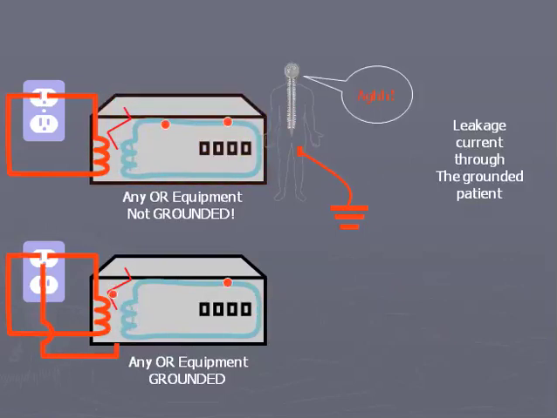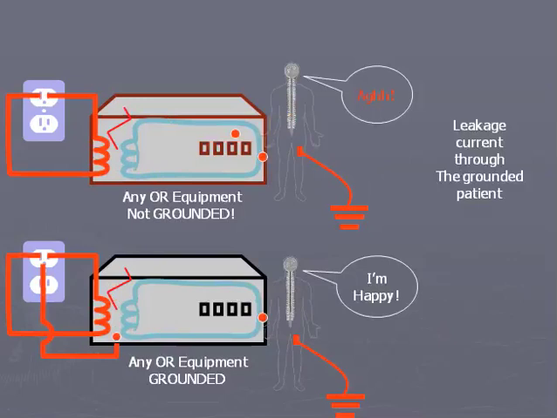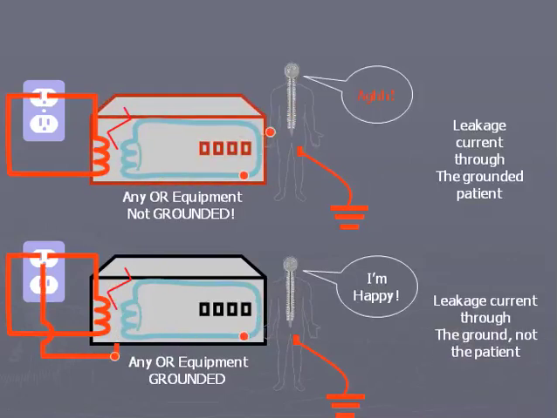What if a patient who is connected to earth ground touches the grounded piece of equipment? In this instance, the patient is happy. While the patient still represents a potential pathway to ground for the current, the patient is a very high impedance pathway to ground in comparison to the very low impedance ground wire attached to the chassis. The leakage current goes through the ground wire, not the patient.